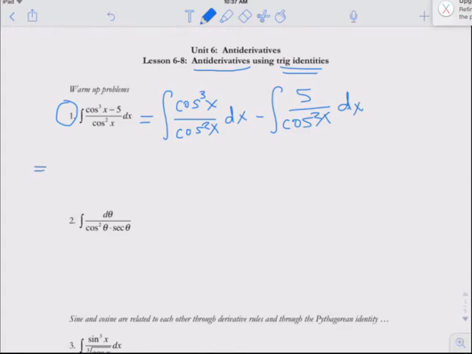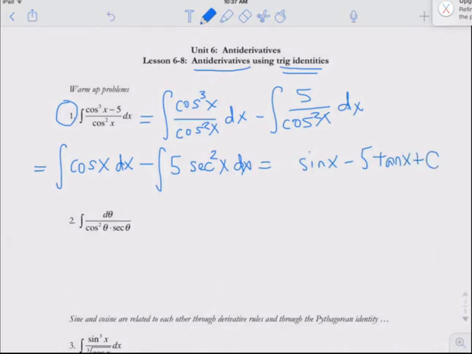Cosine cubed over cosine squared is cosine. 1 over cosine squared is secant squared. And these are both straightforward antiderivatives. The antiderivative of cosine is sine, and the antiderivative of secant squared is tangent.